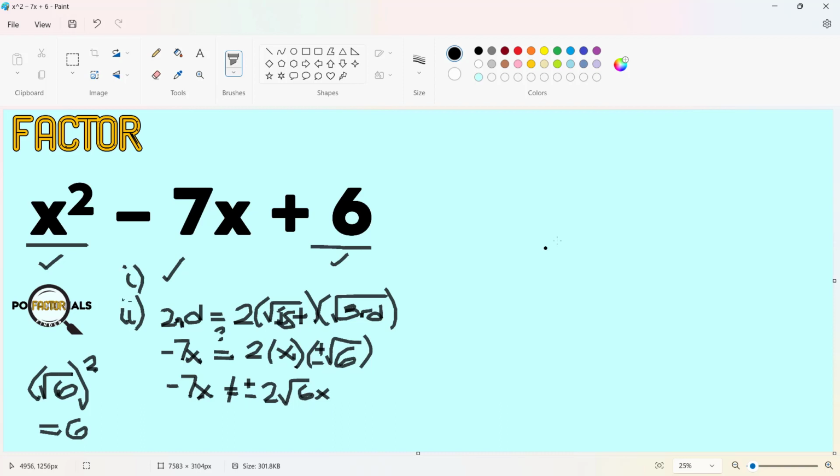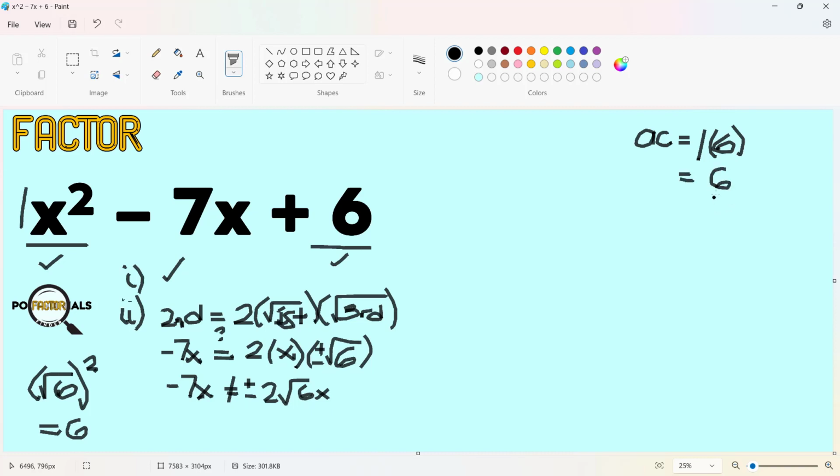In factoring a trinomial that is not a perfect square, we will use the AC way, or AC method. AC means we multiply the A and C coefficients of the trinomial. A here is the coefficient of your first term, so you have 1. And C is of course your constant, 6. When you multiply 1 and 6, you will get a result of 6.